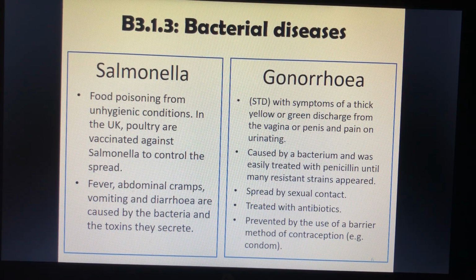Next bacterial disease is gonorrhea. This is a sexually transmitted disease. You need to know both symptoms: the thick yellow or green discharge from the vagina or penis, and pain when urinating. You need both of those. I've seen already in an exam question, both were needed for the answer. Caused by bacteria, as we can see because we're talking about a bacterial disease, spread by sexual contact, treated using antibiotics, but can be prevented by using a barrier method of contraception, for example, a condom.